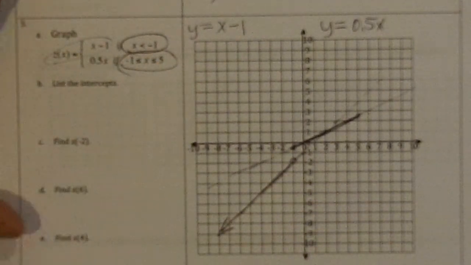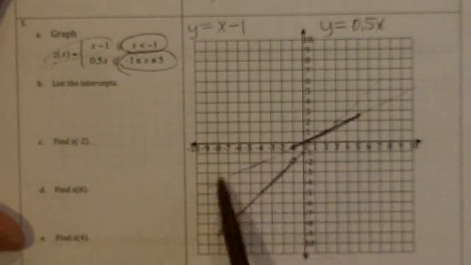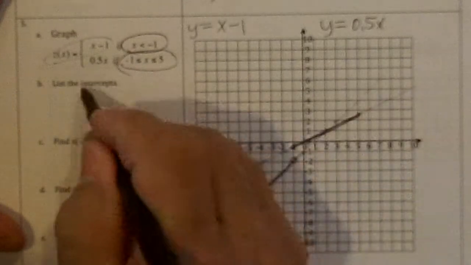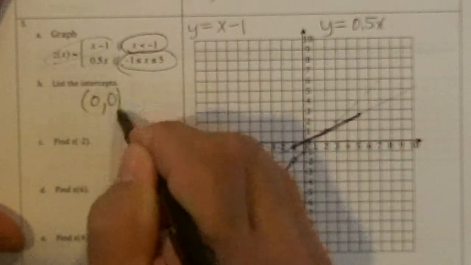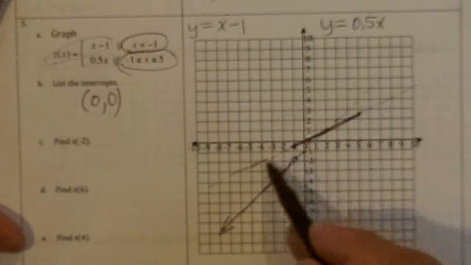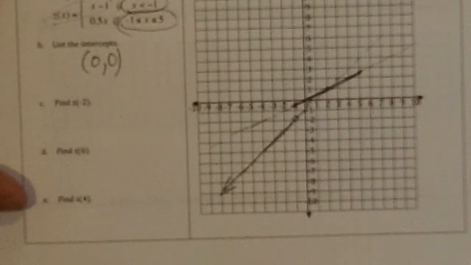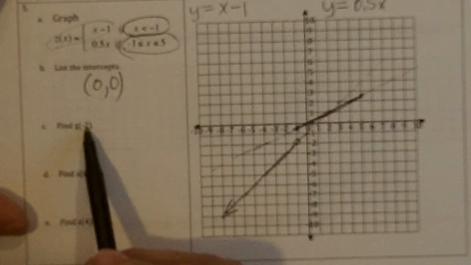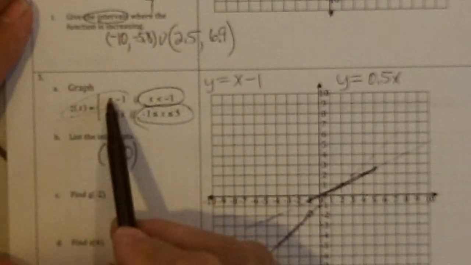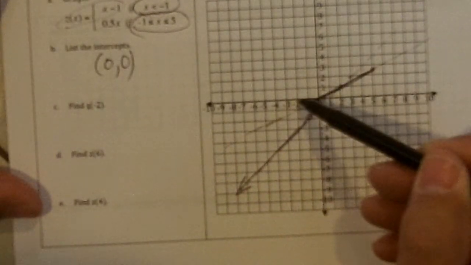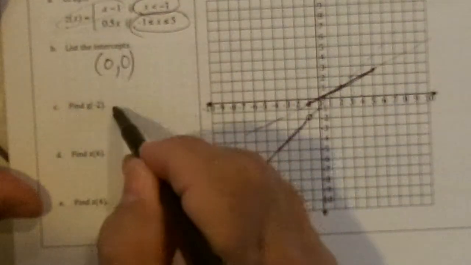So that's the graph. Now where does this graph touch the x or y axis? The only place it hits is at 0, 0. And this part that I don't use, can't count those. What's the y value at negative 2? Well, negative 2, I'd use this one, and I get negative 2 minus 1, which is negative 3. Or look here, at negative 2, it's negative 3.